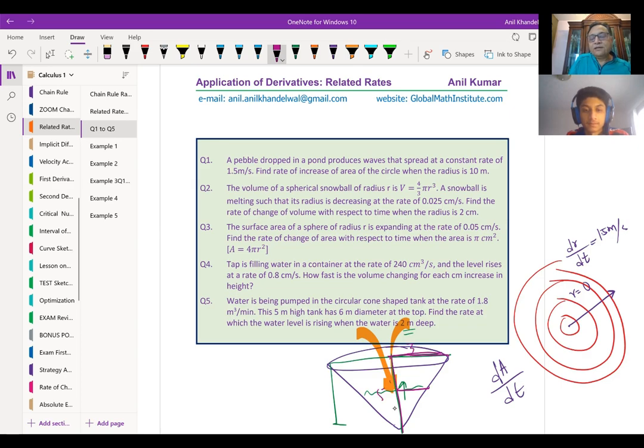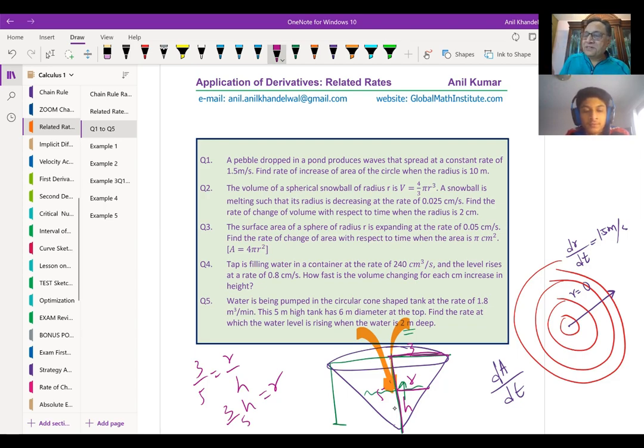So I know the big triangle. I don't know what this is at the instance of r and h, but I have related r and h, right? I'm saying 3 over 5 is r over h. Since we are interested in finding the rate at which the water level is rising when the water is 2 meters deep, meaning height, I have to eliminate r. So I'll say r is what? 3/5 of height is r.